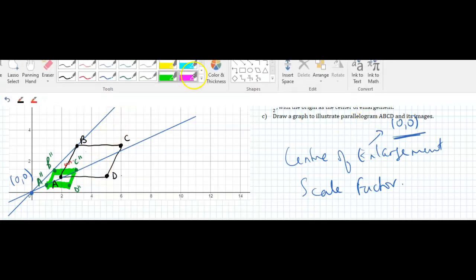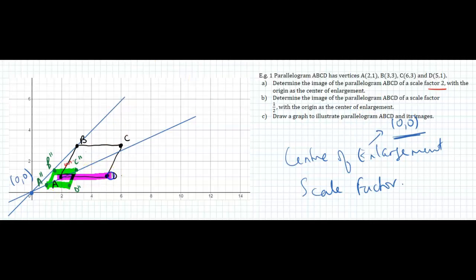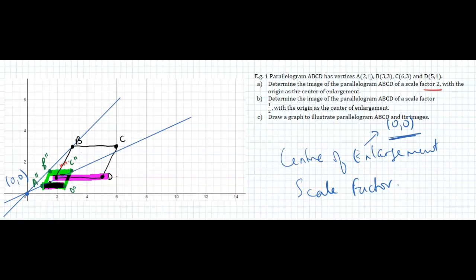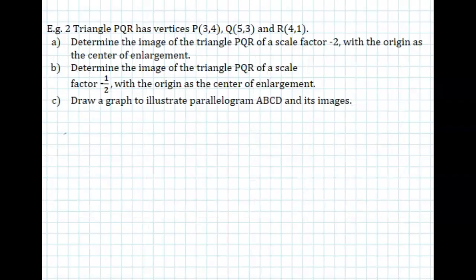I'll measure, say, AD, like here. And then I'll measure this A dash, A double dash, D double dash. And I will divide the two lengths. Now, when I divide the two lengths, I will see that my scale factor is actually a half. Now I will move on to my second and final example where I would use scale factors of negative values.